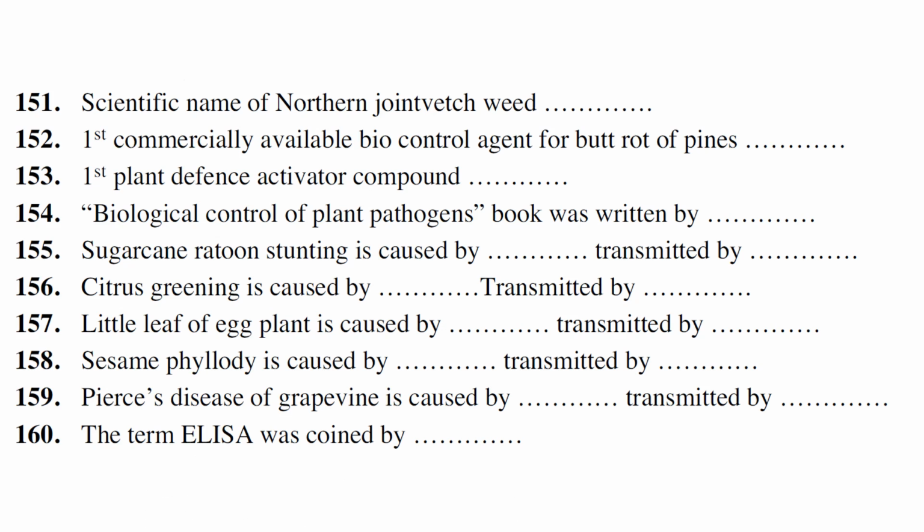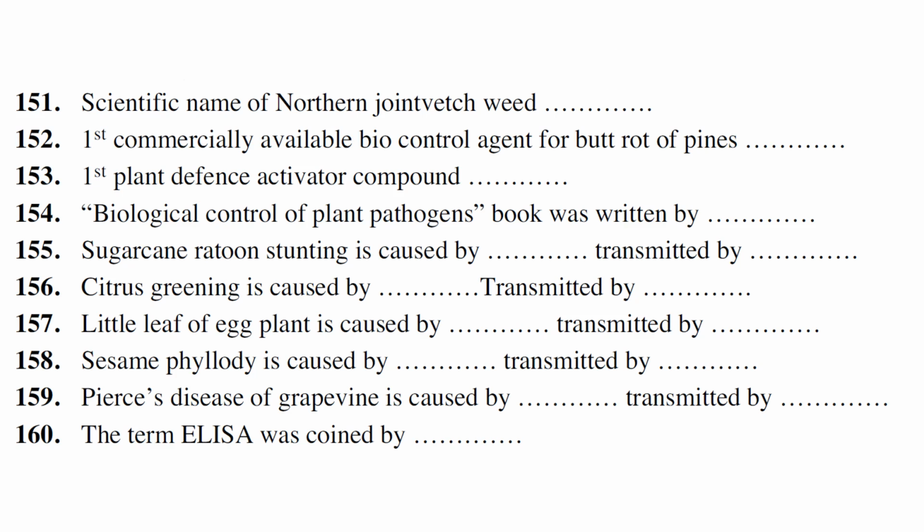Then the next one is the scientific name of northern giant witchweed. I think we have said it just now before, right. That is milkweed vine, Morrenia odorata. Northern giant witchweed is generally Striga asiatica, that is northern giant witchweed.